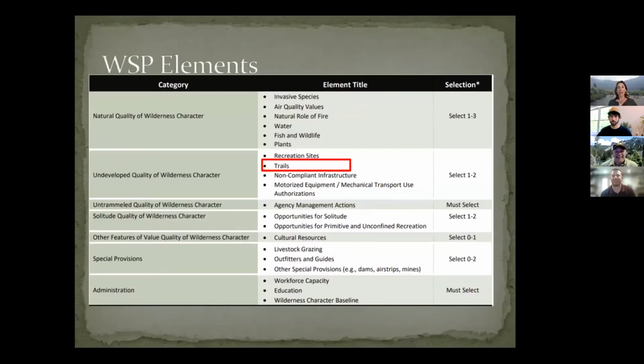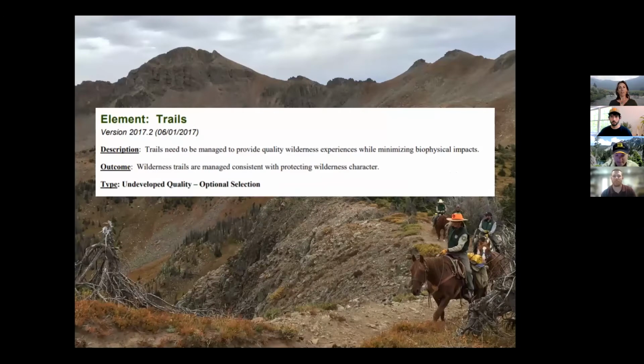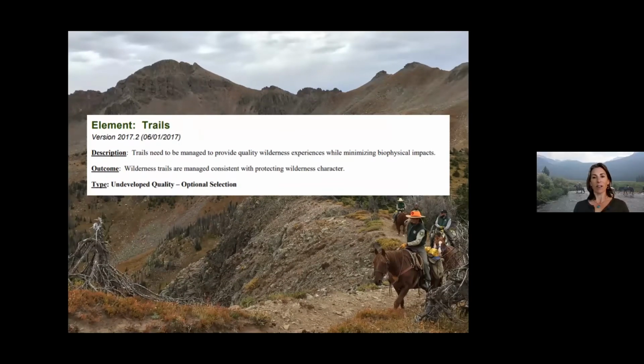So I was not on the overview presentation earlier in the week, so this was probably already covered, but just to let you know where we are in the world of WSP elements. Trails is one of the optional elements under the undeveloped quality of wilderness character section. And as Eric had said, 70% of the wilderness areas track trails as an element. The average score in FY20 was 3.9, which was up slightly from FY19. Region 3 had the highest score of a 5.4.